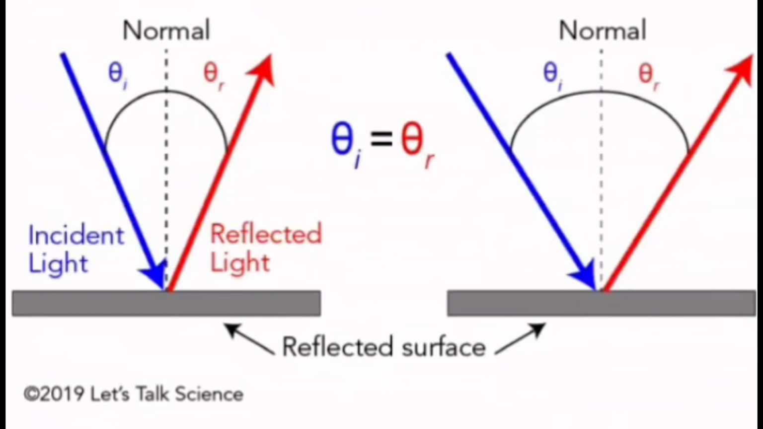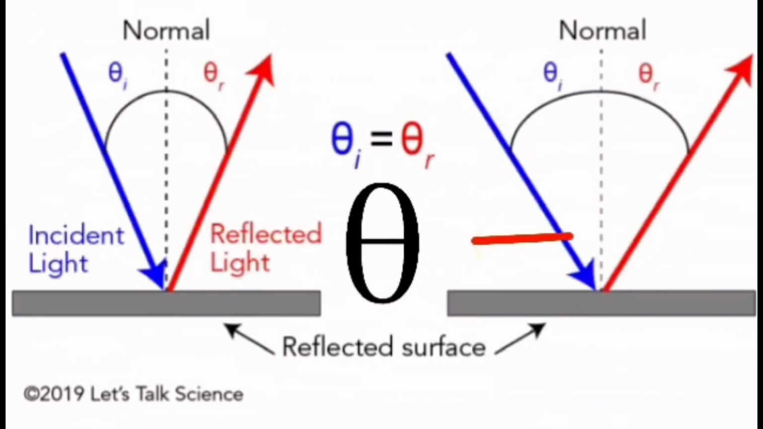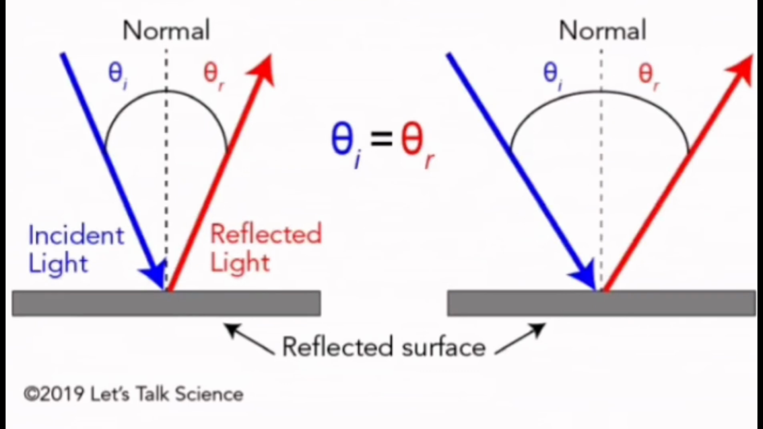And they are represented by the symbol theta, which means angle. So this means that if your angle of incidence is 45 degrees, therefore your angle of reflection is also 45 degrees, because the angle of incidence is equal to the angle of reflection.